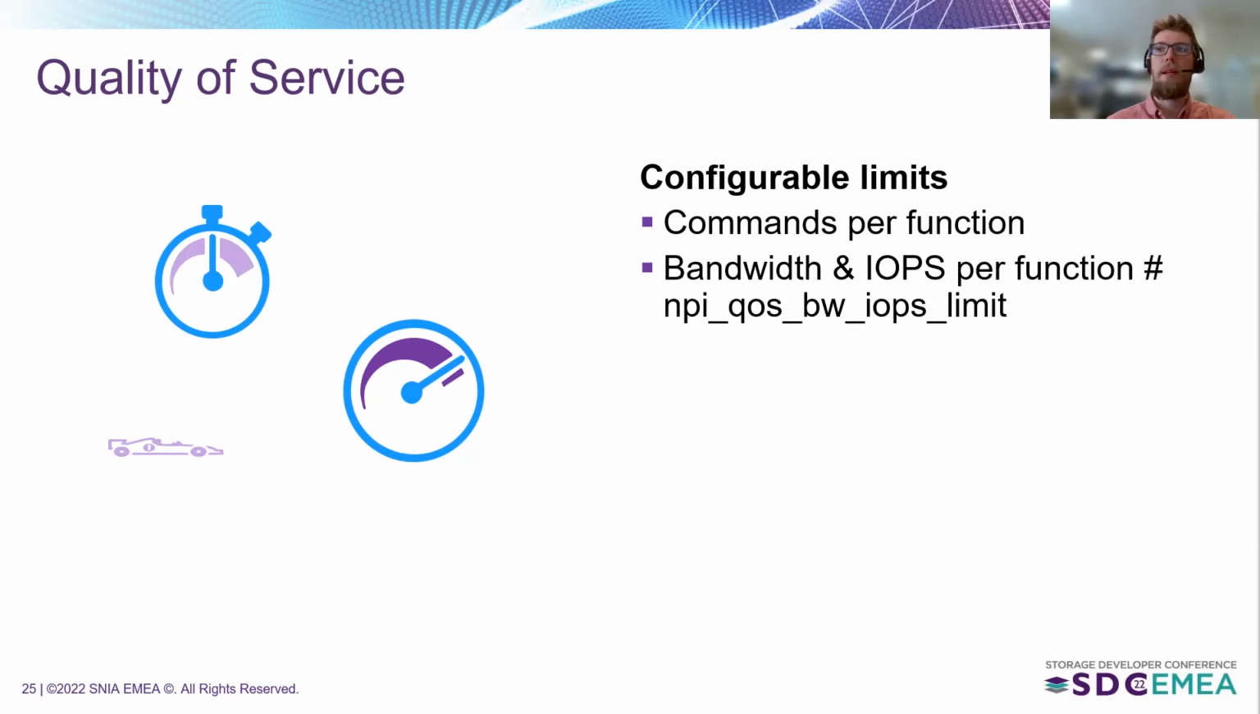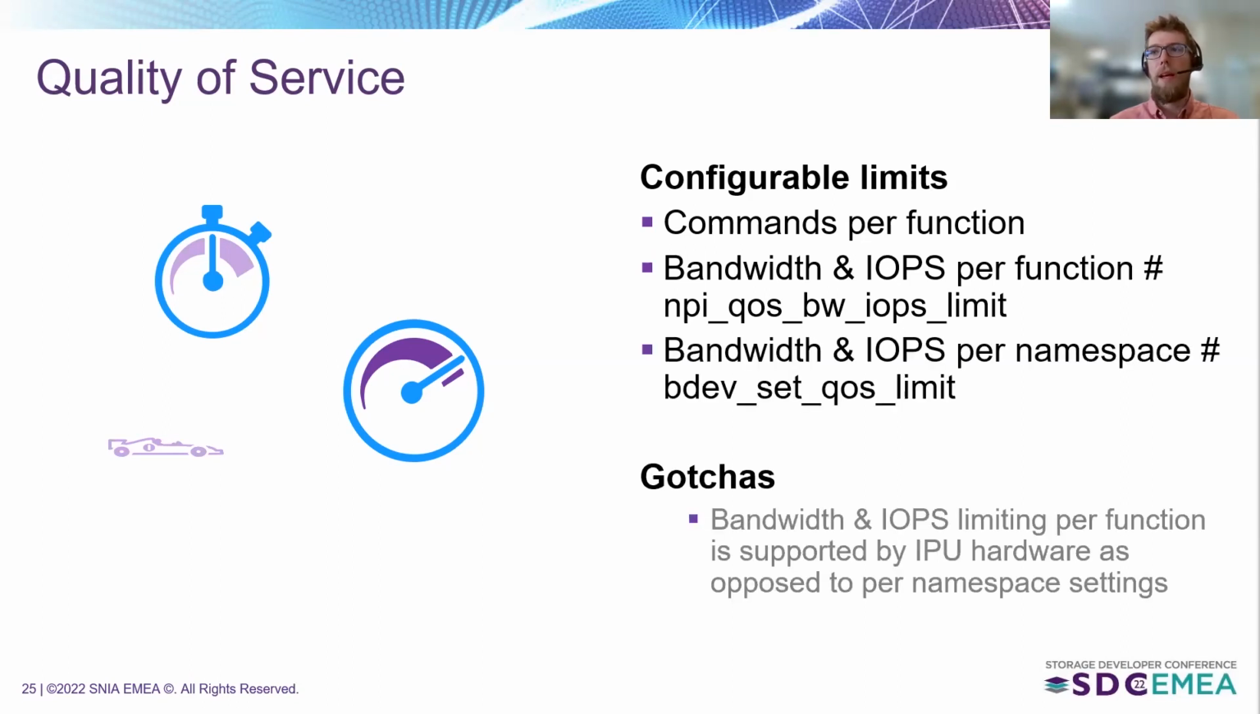Maximum bandwidth and IOPS capability of IPU is limited itself and needs to be carefully managed by orchestration to meet service level agreements. For that, also custom methods are getting defined. Bandwidth and IOPS limiting per function is also supported by IPU hardware, as opposed to software solution for setting limits per namespace. This can potentially impact performance. This quality of service settings can be changed dynamically.